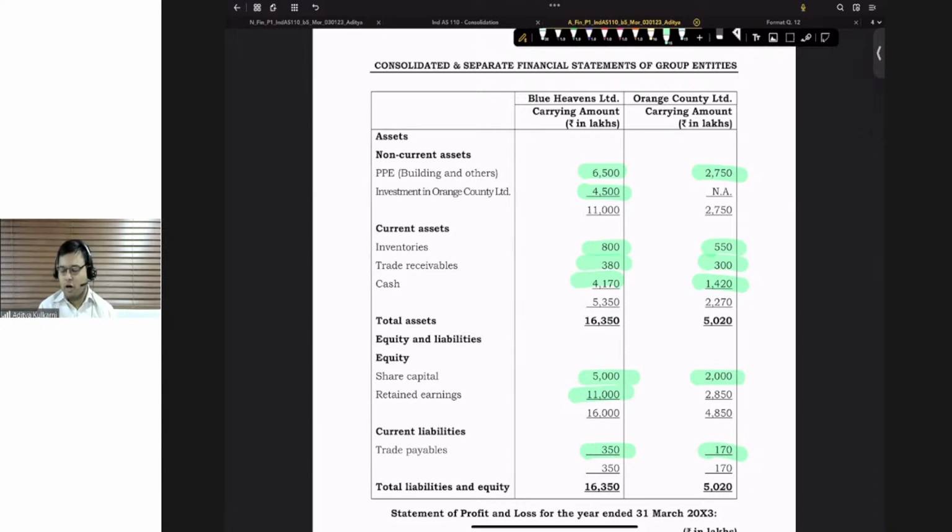Okay, so to put your question in perspective, what will be the equity capital? For now, just understand that it is the capital as on the date of acquisition.